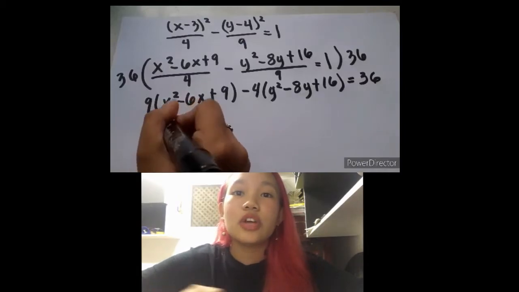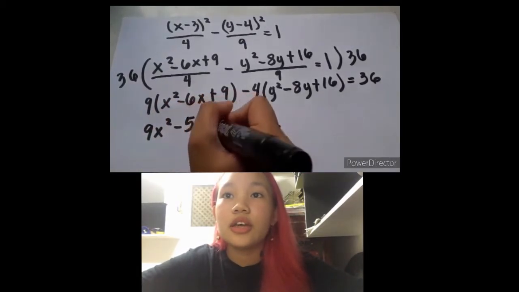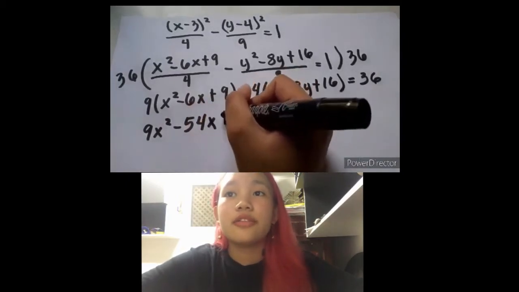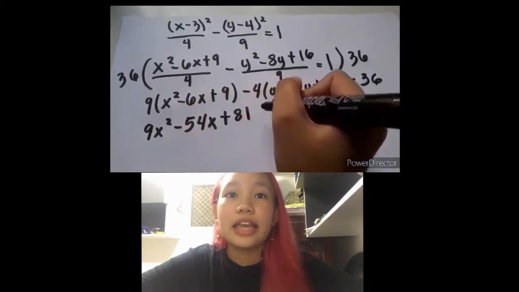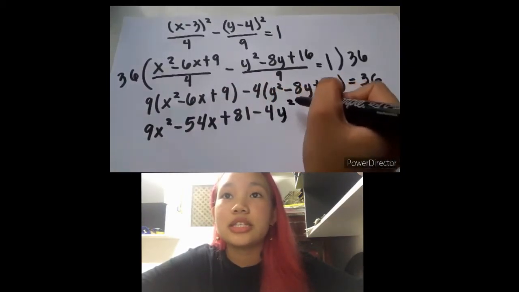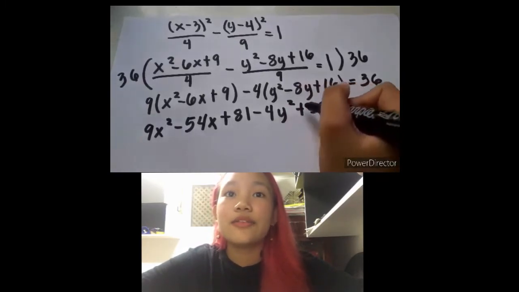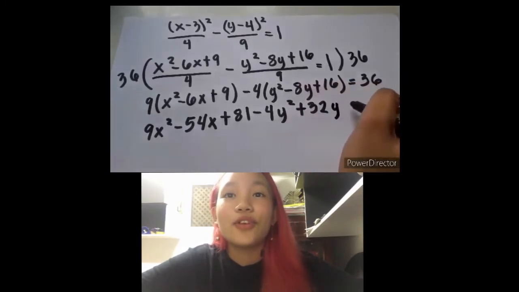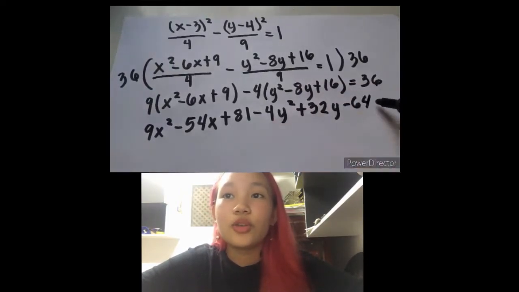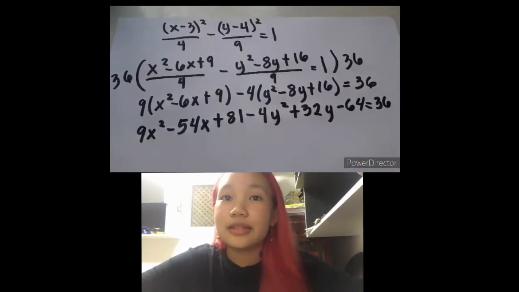So let us now simplify. Let us distribute all the coefficients. In the first term we have 9, and this becomes 9x squared minus 54x plus 81. Negative 4 times y squared is negative 4y squared. Negative 4 times negative 8 is positive 32y. Negative 4 times positive 16 is negative 64, equals 36.